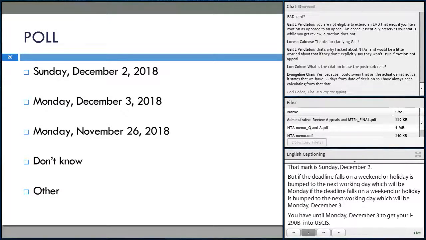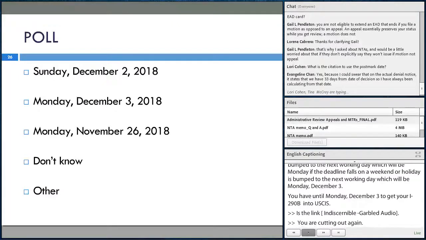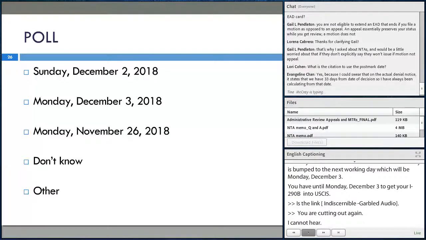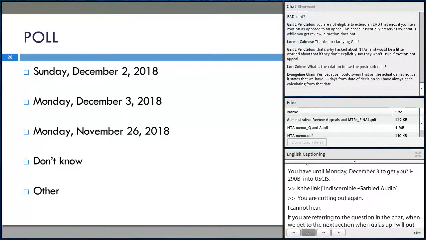Gail, you're cutting out again. I can't hear you. If you're referring to the questions in the chat, I see them. So the citation to use the postmark date, when we get to the next section, when Gail's up, I'll put the citations into the chat box for everybody. They're from the regulations. And the regulations speak to when service is effectuated and what the deadline is from there.